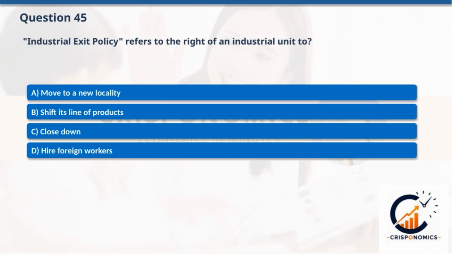When we talk about the industrial exit policy, we're asking about the options a business has when it decides to change course or even stop operations. Does it mean hiring foreign workers, closing down completely, shifting the products it makes, or moving to a new location? This policy defines the rights an industrial unit has to make those choices, especially when facing challenges or seeking new opportunities. Understanding this helps us see how industries adapt or exit in a structured way.